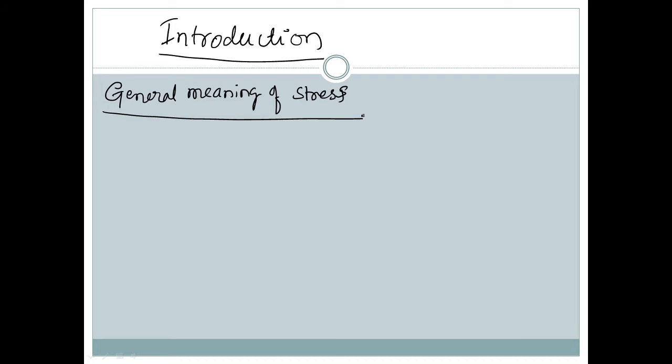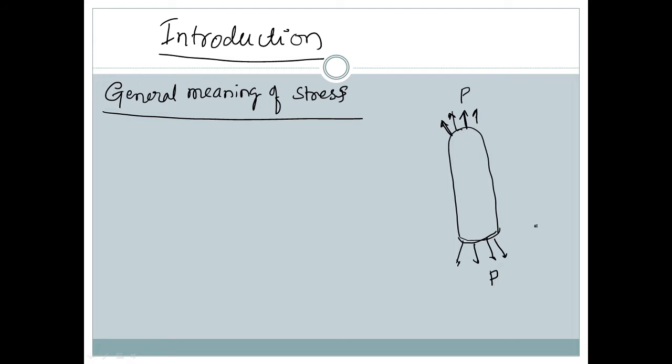General meaning of stress. Now to understand this one, let us take a member here. So I'll take a member. This is not an inclined one, it is exactly a straight line. Because of the writing pad, I am not drawing it exactly vertical. Let us take a member which is subjected to load P. Okay.